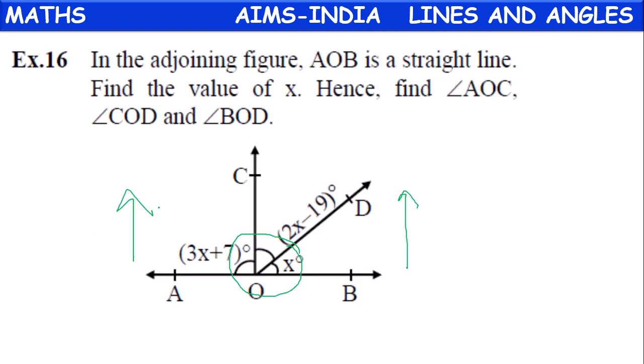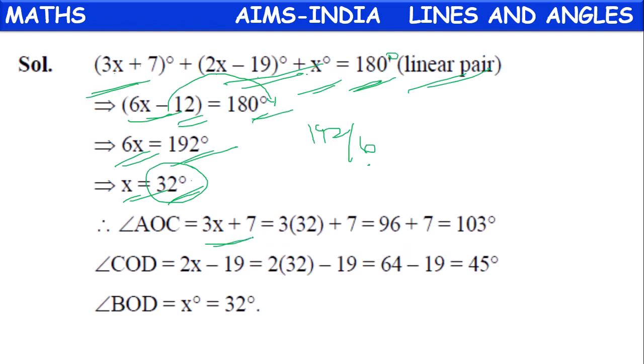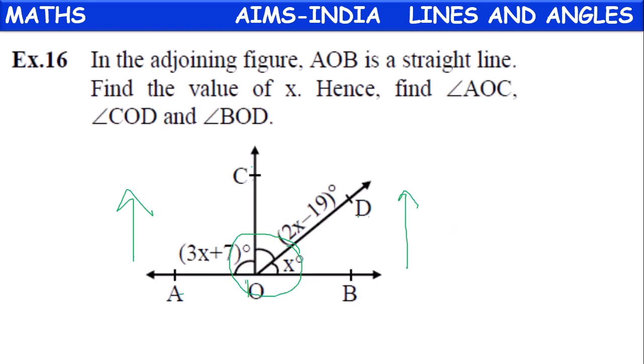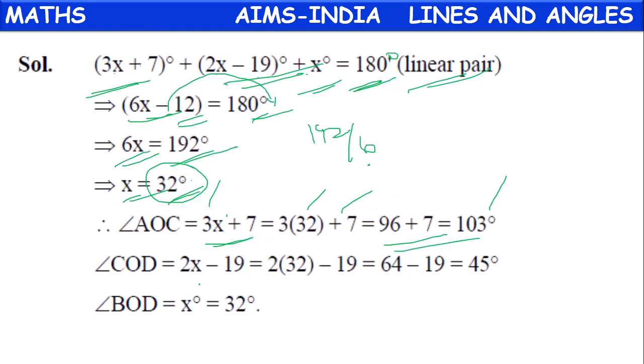Now, one by one. AOC, how much? 3x plus 7, 3 into x value 32 plus 7, 96 plus 7, 103. COD, 2x minus 19 is given, 2 into 32 minus 19, 64 minus 19, 45. BOD equals x, x value is 32. So like that we can find the angles.